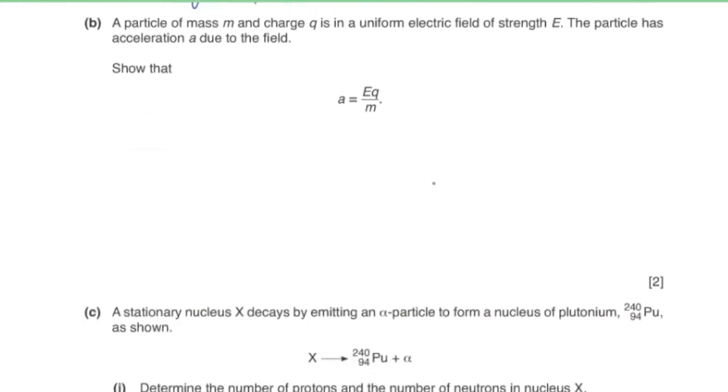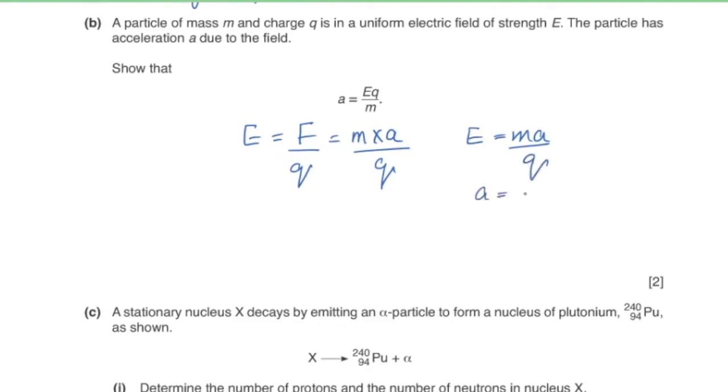Part b, a particle of mass m and charge q is in a uniform electric field of strength E. The particle has acceleration a due to the field. Show that a is equal to EQ by m. So electric field strength is equal to force divided by charge, where force is mass into acceleration. And so E is equal to ma by q, and a is equal to QE by m.